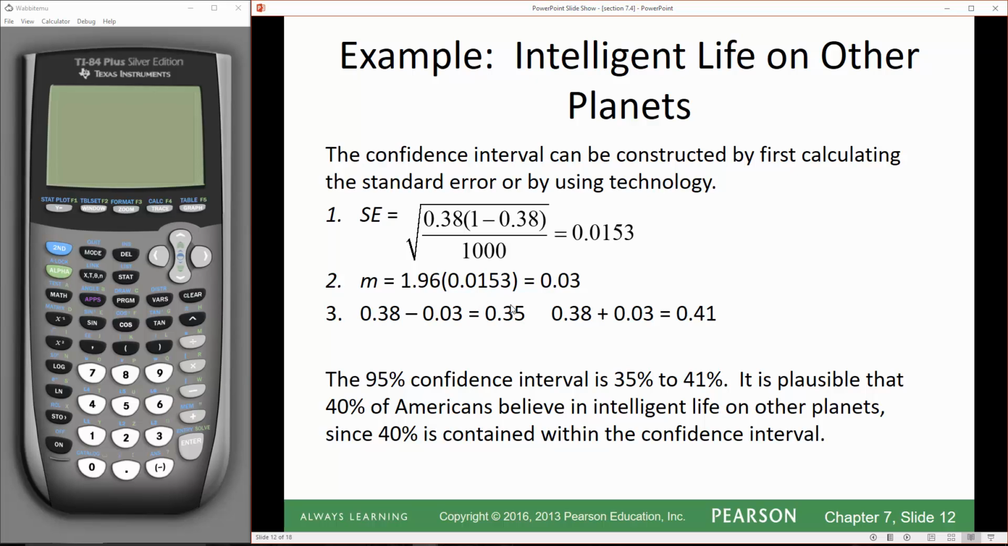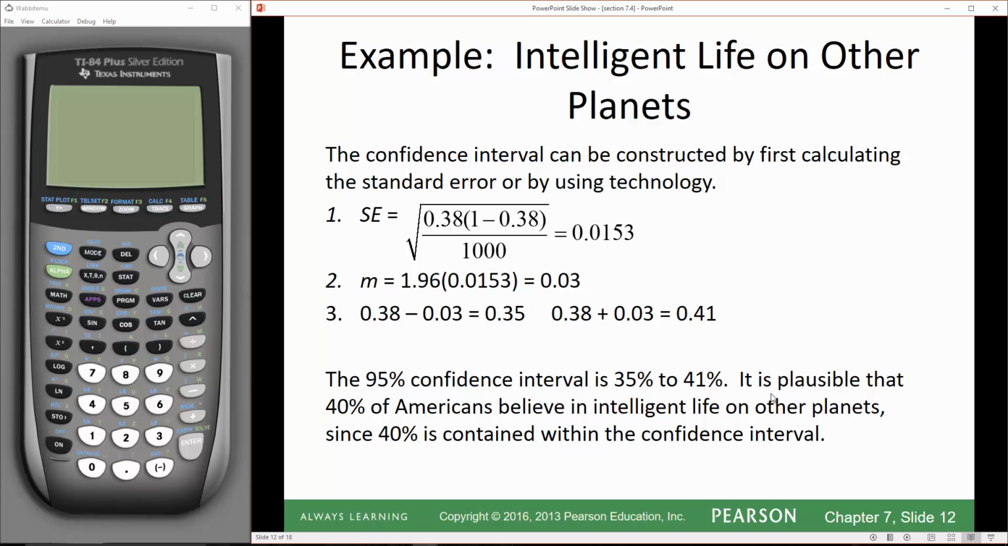So this is referred to as the lower part, and this is the upper, right? So values in between. So I would expect 95% of my data to be in between these two numbers, right? So we have a 95% confidence interval is 35% to 41%.